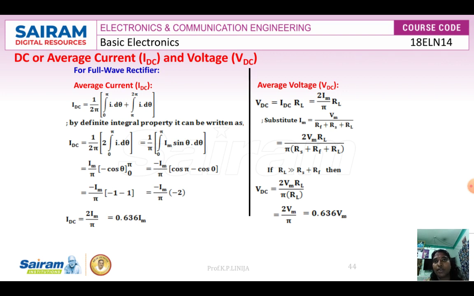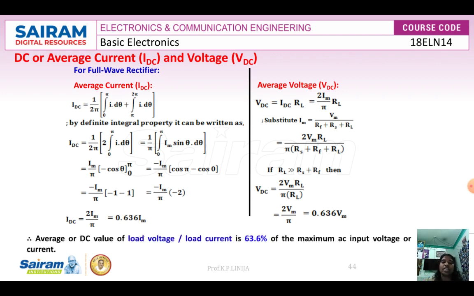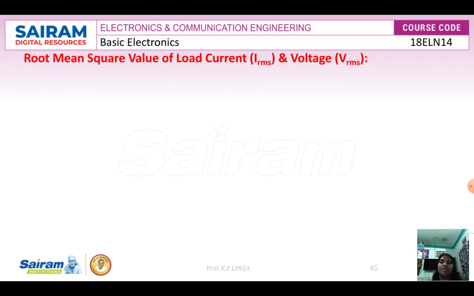It will be double of the half wave rectifier. So that is 0.319. Here we got 0.6361. Okay. Therefore, we can conclude that the DC value of voltage and current, that is average current and average voltage, of a full wave rectifier is 63.6% of the maximum input voltage or current. Okay. Next we will move to the root mean square value of load current and voltage.